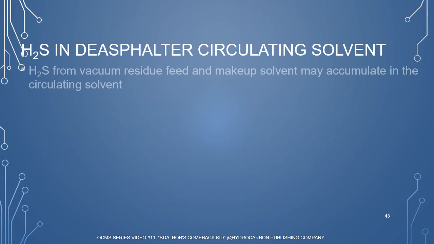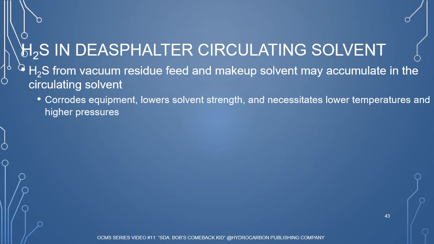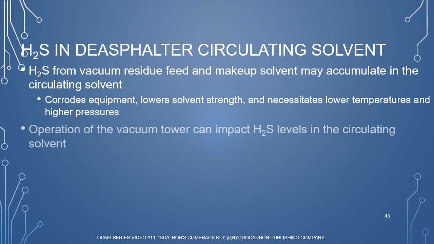Hydrogen sulfide from vacuum residue feed and makeup solvent may accumulate in the circulating solvent. The accumulation of hydrogen sulfide can corrode equipment, lower solvent strength, and necessitate lower temperatures and higher pressures to achieve the desired performance. Operation of the vacuum tower impacts hydrogen sulfide levels in the circulating solvent because hydrogen sulfide can enter the unit dissolved in the vacuum feed when processing very sour feedstocks.